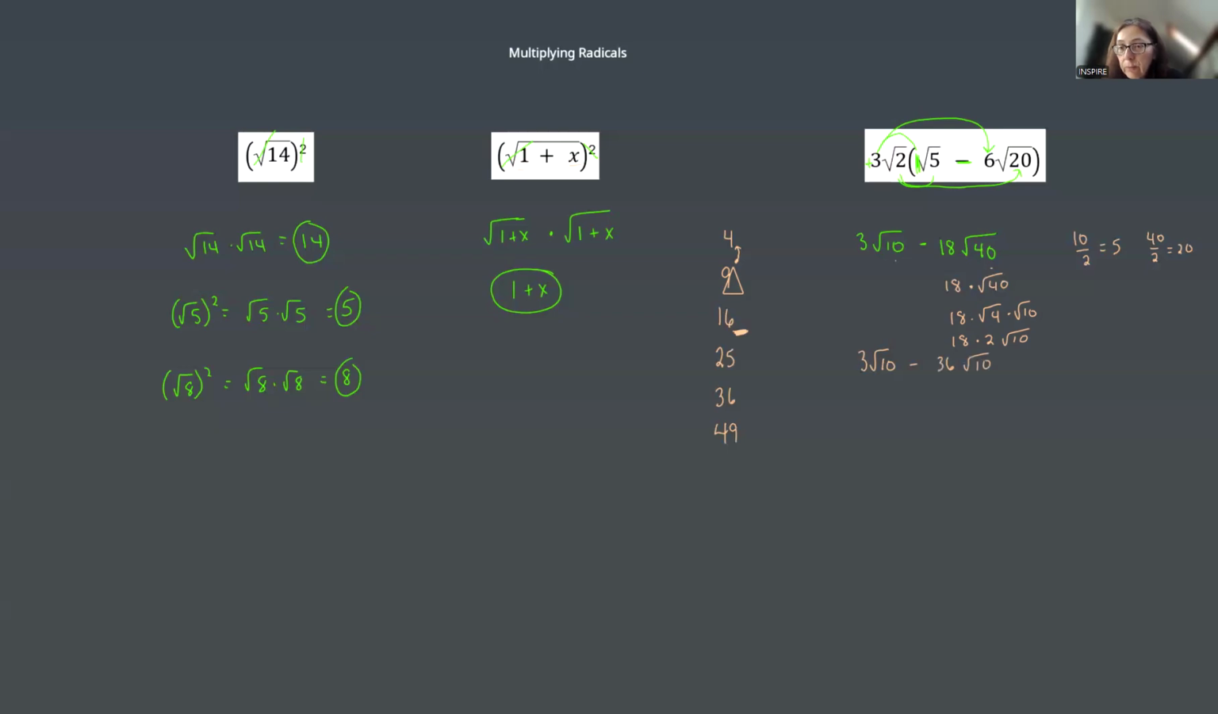So I've got 3 square root of 10 minus 36 square root of 10. They're like terms. The radicals are the same. So I can combine them. 36, take away 3 of them. That gives me negative 33 square root of 10.